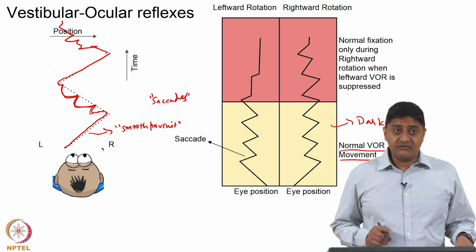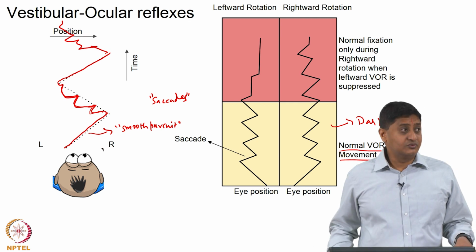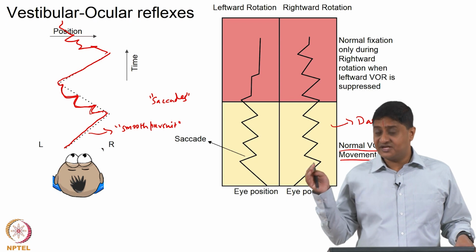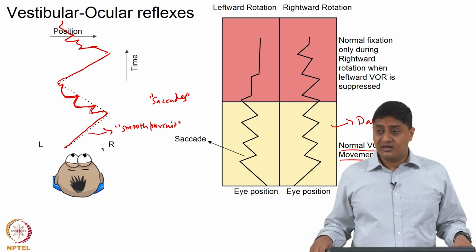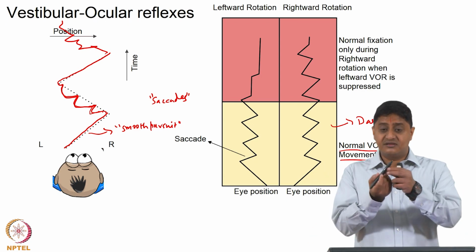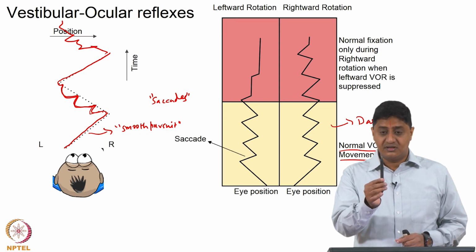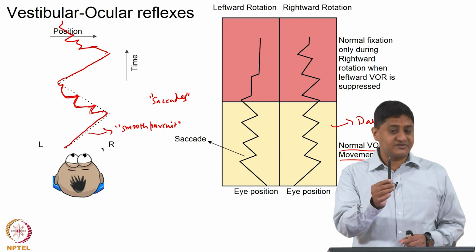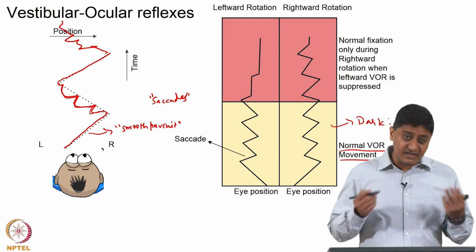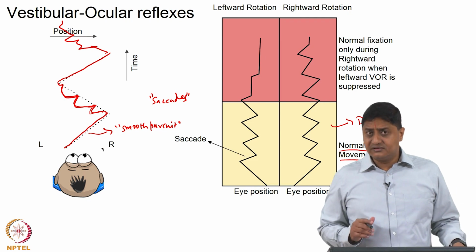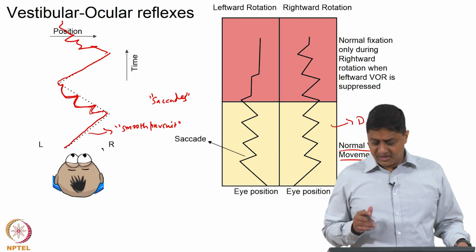So, in the dark, when you ask a person to rotate the head to the right and fixate on an object, for example, the person can do it. And rotate to the left, the person can do it. They can do it in the dark, and eye movements are relatively normal in the dark when you ask them to fixate.